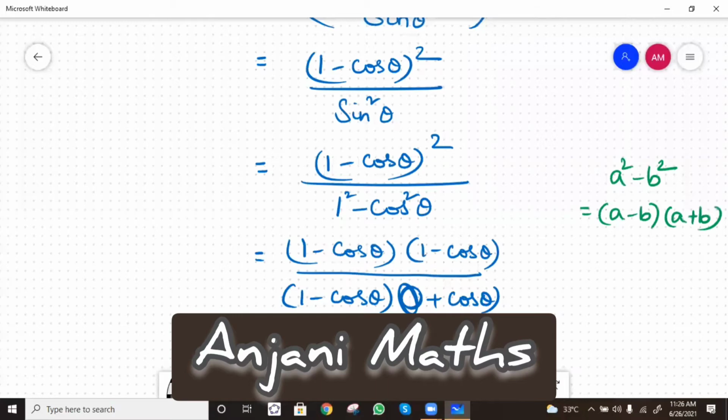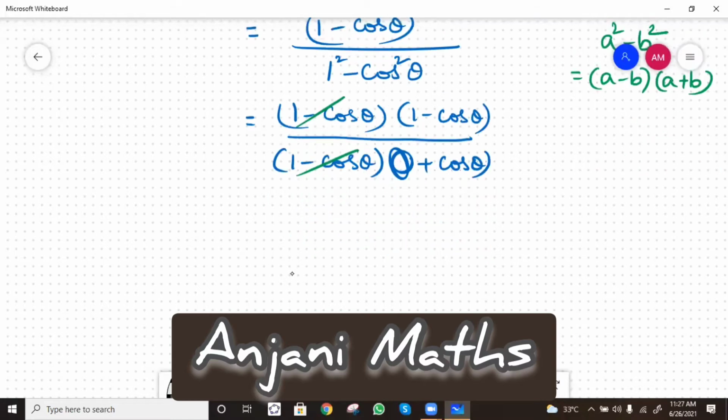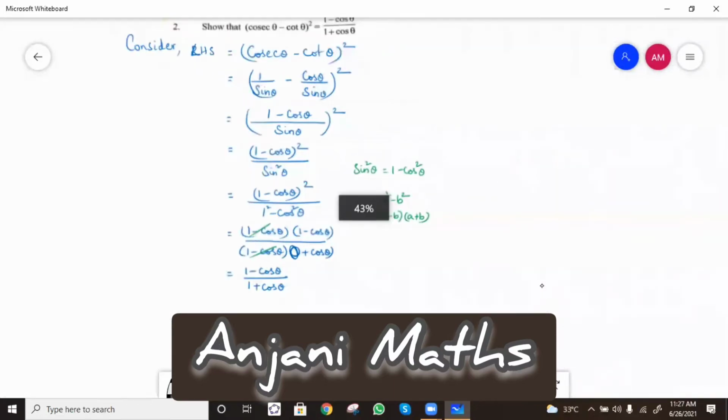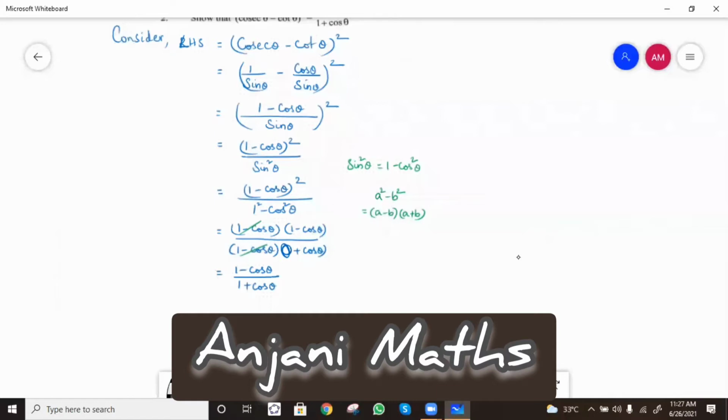Similarly, we wrote sine square theta as 1 minus cos square theta from the first identity. Now 1 minus cos theta and 1 minus cos theta get cancelled. So what is remaining here? We got 1 minus cos theta by 1 plus cos theta. That's what they asked. Let me minimize the screen. What they asked: 1 minus cos theta by 1 plus cos theta.